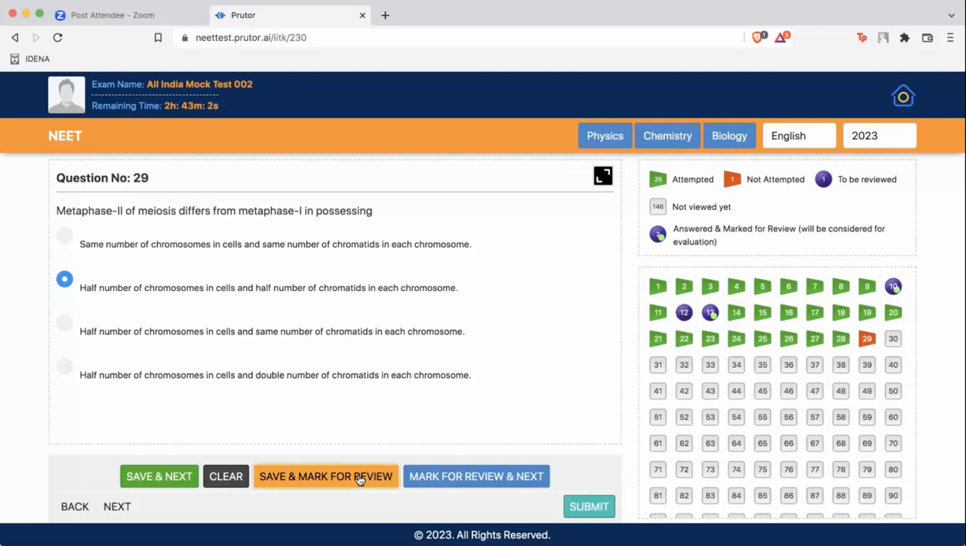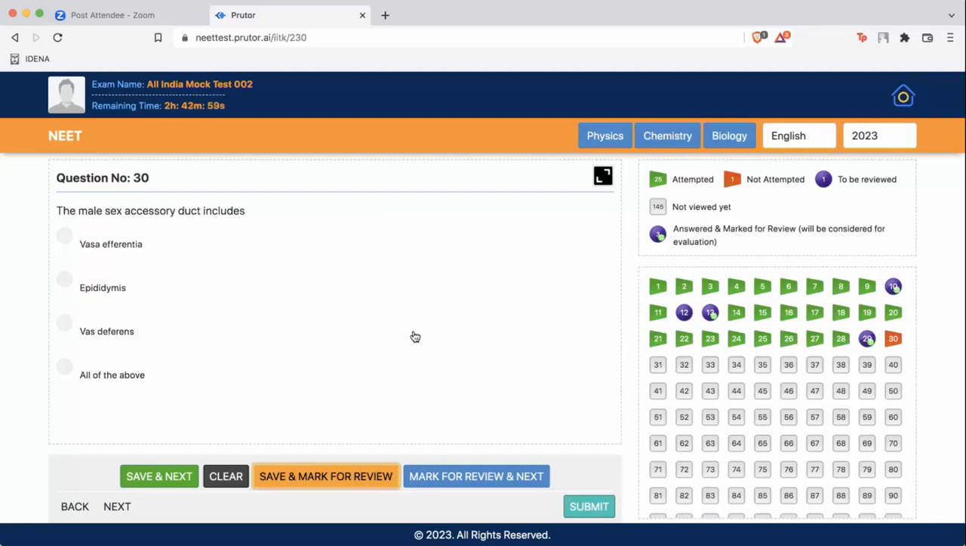We'll just mark this for you. The male sex accessory ducts include vas deferens, epididymis, all this.